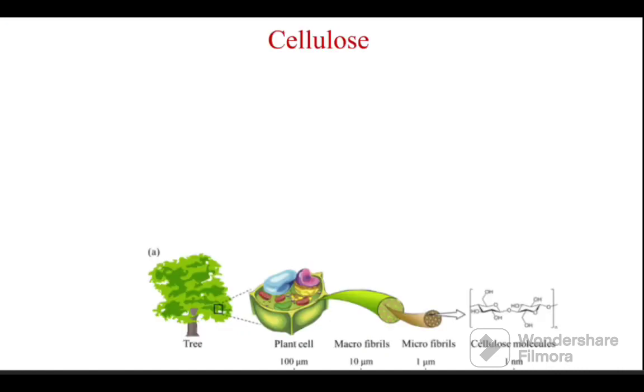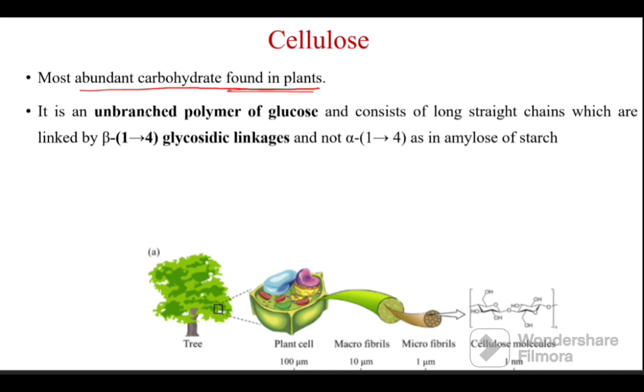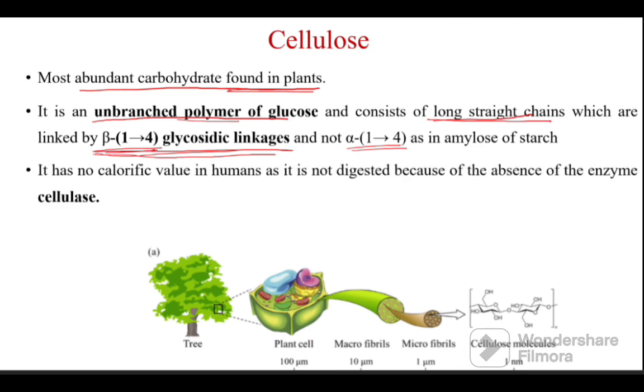The next important homopolysaccharide is cellulose. Cellulose is the most abundant carbohydrate found in plants. Now, unlike starch and glycogen, cellulose is an unbranched polymer. That is, it has long straight chains, and these are joined together by beta-1,4 glycosidic linkages. In starch and glycogen the straight chains were linked by alpha-1,4 linkages, but in cellulose they are linked by beta-1,4 glycosidic linkages.